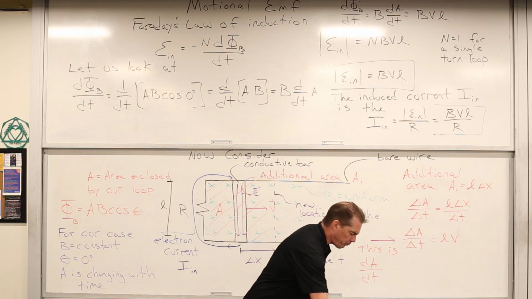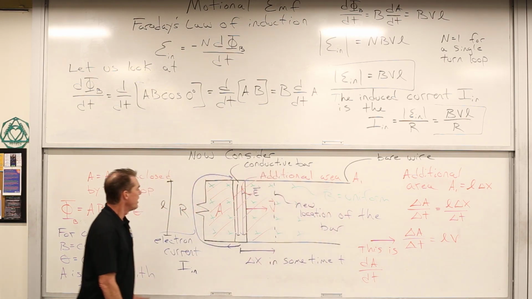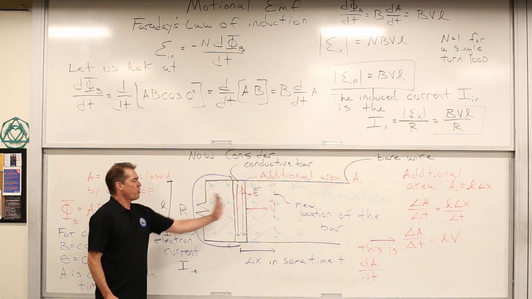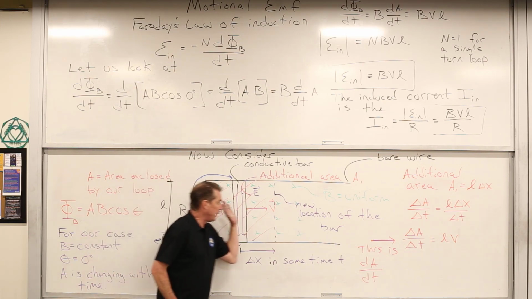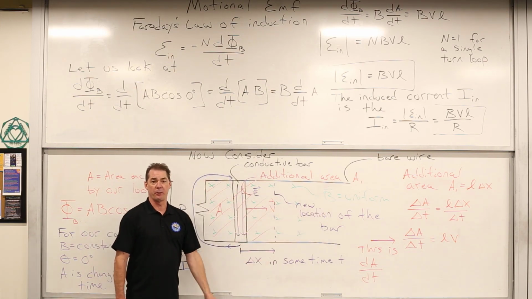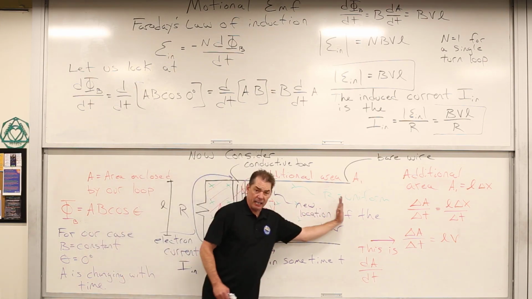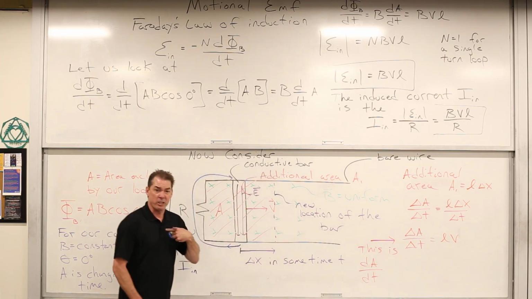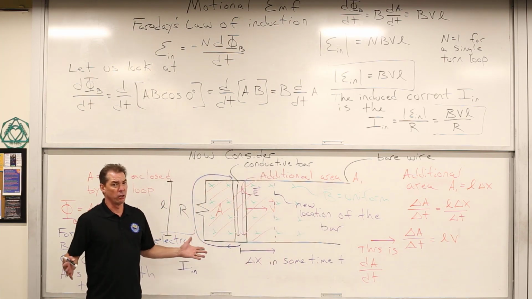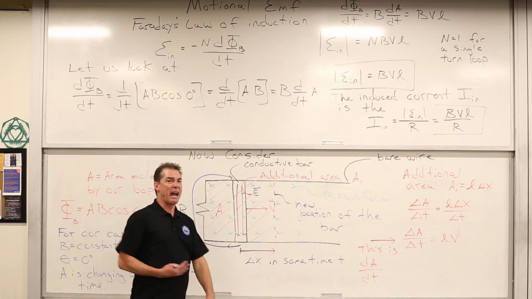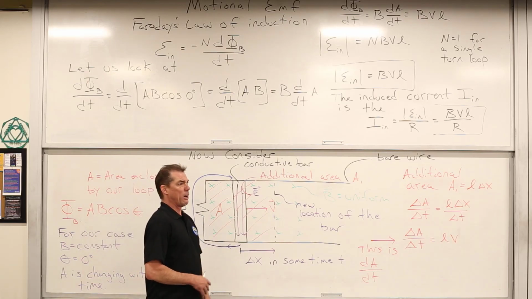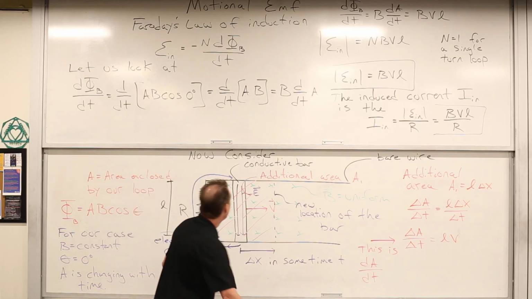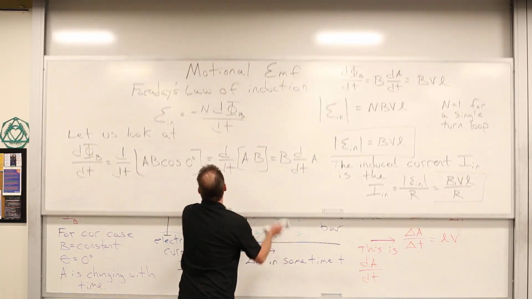So what we want to look at at this point is what sort of oppositional force there is as we want to keep this bar moving at a constant rate. I want to keep it moving at a constant V. I have to exert a force on it to do it. It's not going to do it by itself. So why do I have to exert a force on it? What other forces do I have to overcome? So let's look at this.